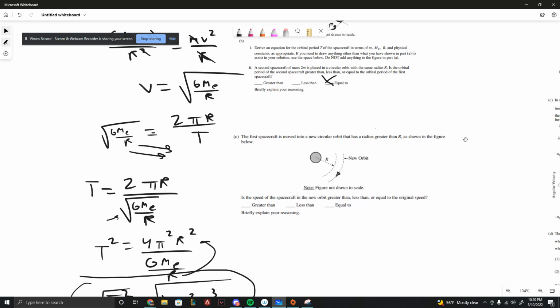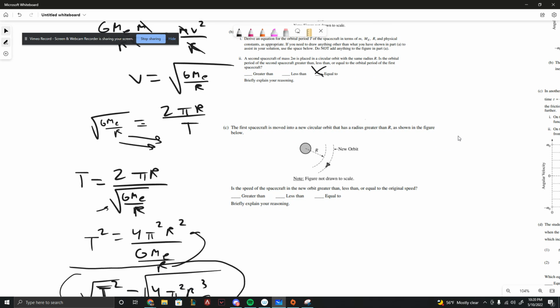So, the next question is, the first spacecraft is moved into a new circular orbit with a radius greater than r, as shown in this figure below. Is the speed of the spacecraft in the new orbit greater than, less than, or equal to the original speed? So let's go back to this formula right here, what we had for velocity or speed. And let's see what it's in terms of.